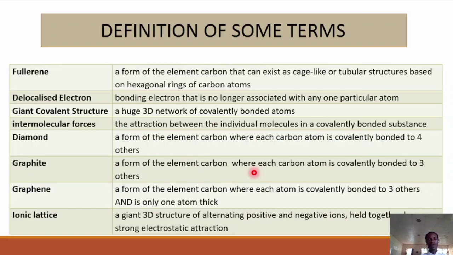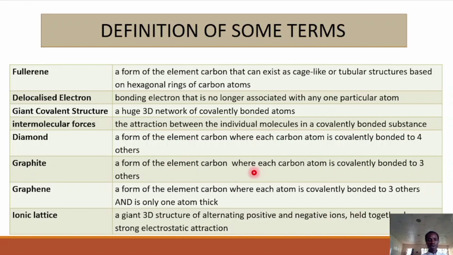So the summary of everything, that is a derivation of some of the terms we have used in this topic. We have fullerene. Fullerene is an allotrope of carbon, so it's a form of carbon that can exist in a cage-like or tubular structure based on hexagonal rings of carbon atoms. Fullerene is just like graphite also. Each of its carbon atoms is bonded with 3 other carbon atoms by strong covalent bonds. So it has free electrons. Fullerene can conduct electricity.